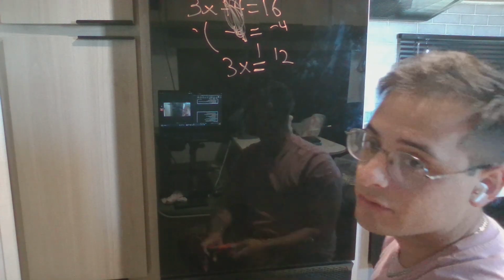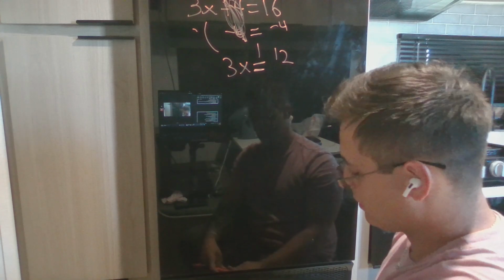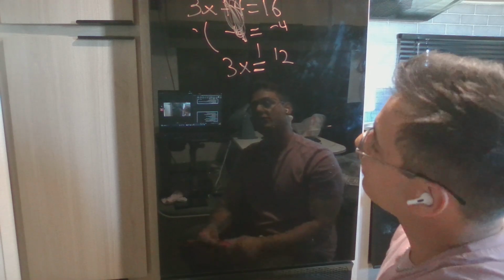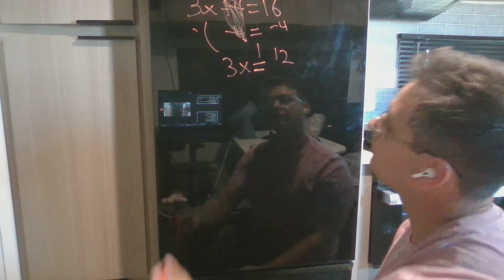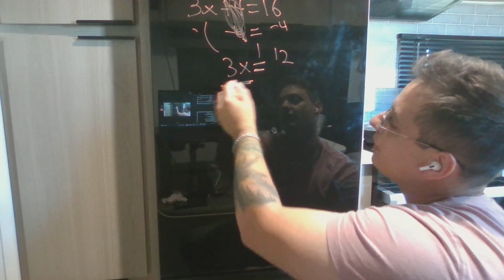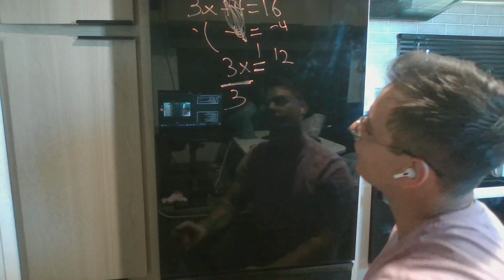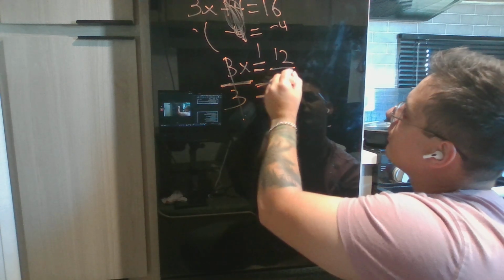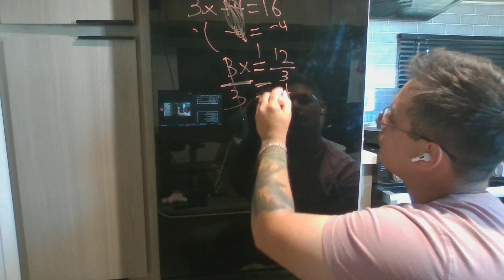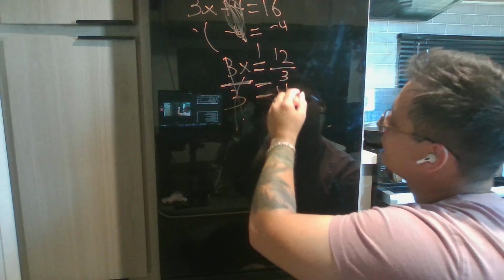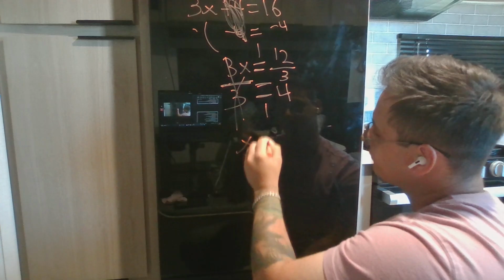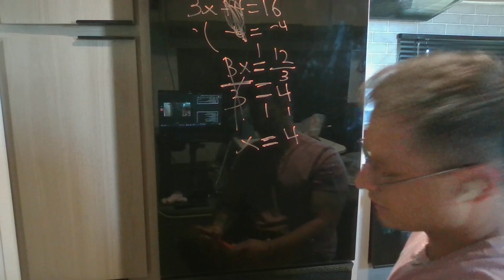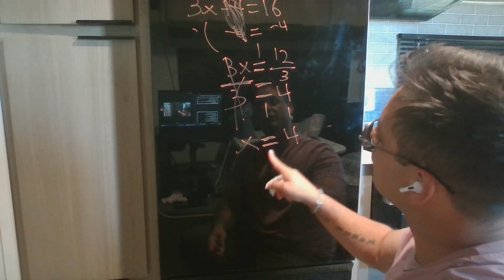Okay, awesome. So now we've got 3x equals 12. So what do we do here with 3x equals 12? Well, we've got 3 times x here. So we can do the opposite. We'll do 3x divided by 3. We can cancel out these 3s. Equals 12 divided by 3, which is 4. Let's bring everything down to make it easier. x equals 4. Okay, awesome. x equals 4.